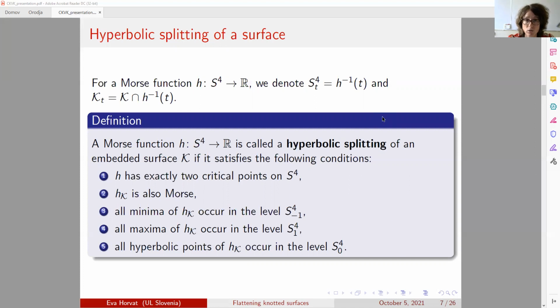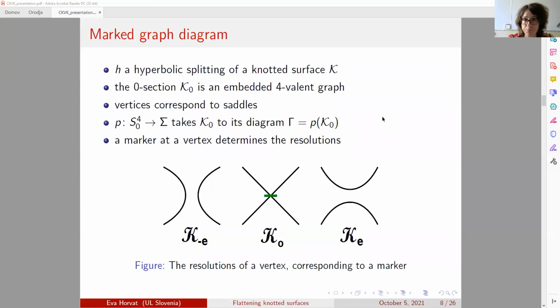It's well known that each embedded surface inside the four-sphere admits such a hyperbolic splitting. And actually, such a splitting also admits a natural diagram of an embedded surface that is called a marked graph diagram. So if we take a hyperbolic splitting of surface K, then the 0 section, which we denote by K0, is an embedded four-valent graph whose vertices correspond to saddles. So they are the critical points of index 1.